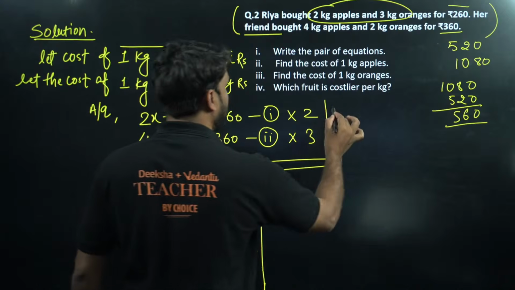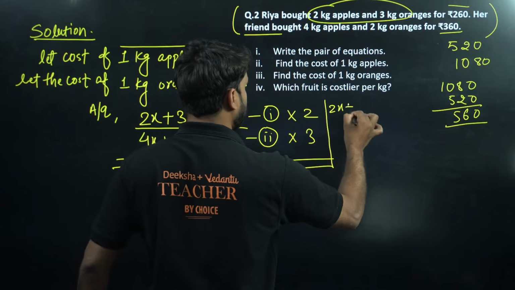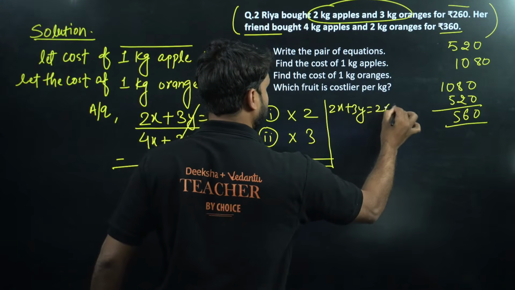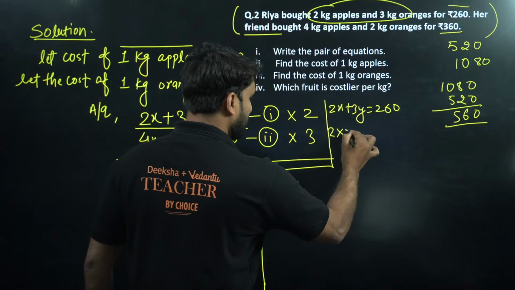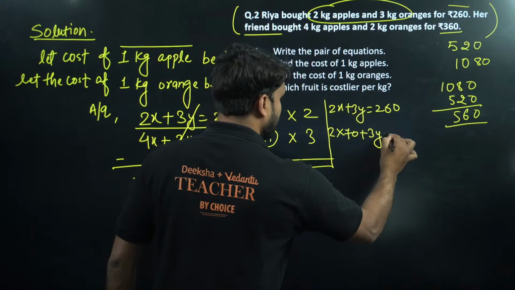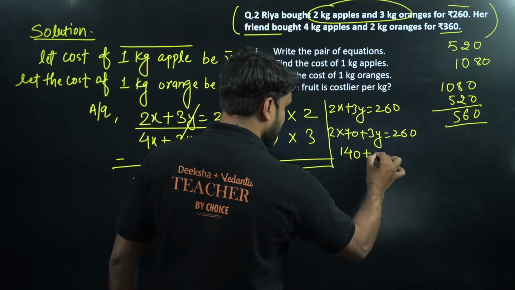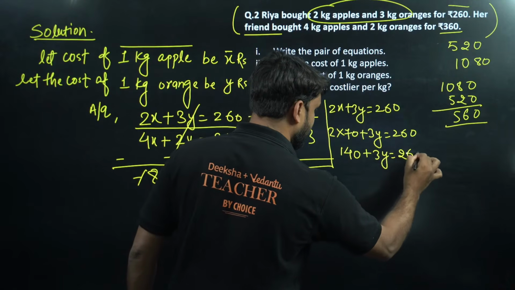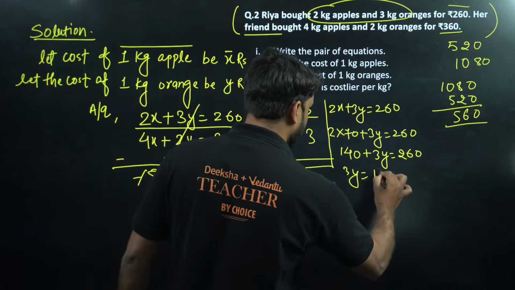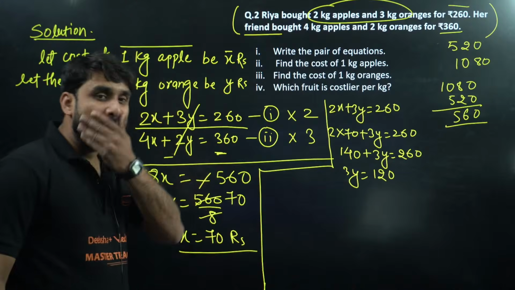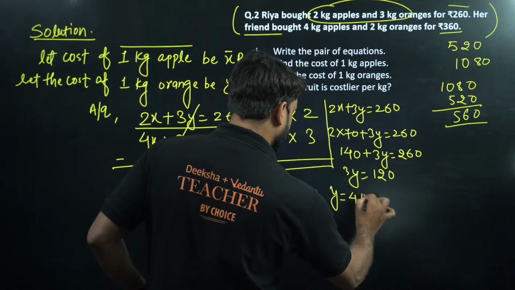So to find out y, we can use any one equation. So let's use this equation: 2x plus 3y is equal to 260, and x we have already calculated. So 2 into 70 plus 3y is equal to 260. So 70 into 2 will be 140, plus 3y is equal to 260. So 3y is equal to 260 minus 140, which will be 120, right? So y will be equal to 120 divided by 3, which is equal to 40 rupees.